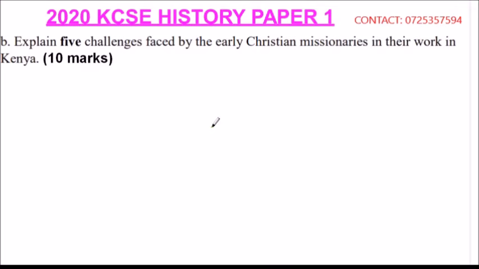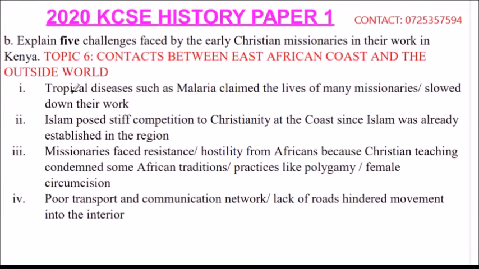Next is part B of question number 19. Explain 5 challenges faced by the early Christian missionaries in their work in Kenya. And that question, you'll be awarded 10 marks. So this is from topic 6, contacts between the East African coast and the outside world.